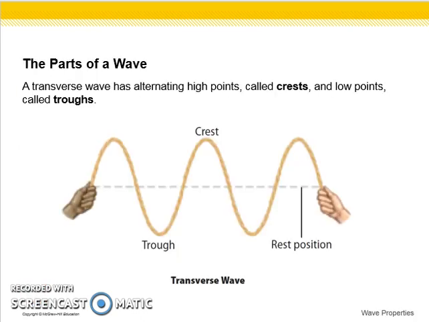So currently we are in your textbook on page 279, and we're learning a little bit more about the parts of the wave. So make sure you put in your new heading, the parts of the wave, and underneath that, a transverse wave has alternating high points, known as the crest, and low points, known as the trough. You need to know these are crests, those are troughs. This is a crest, that's a trough.